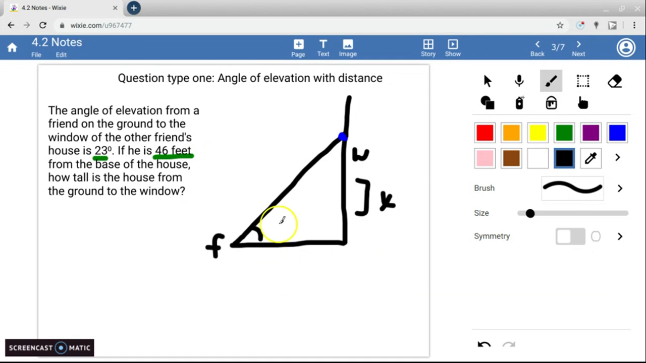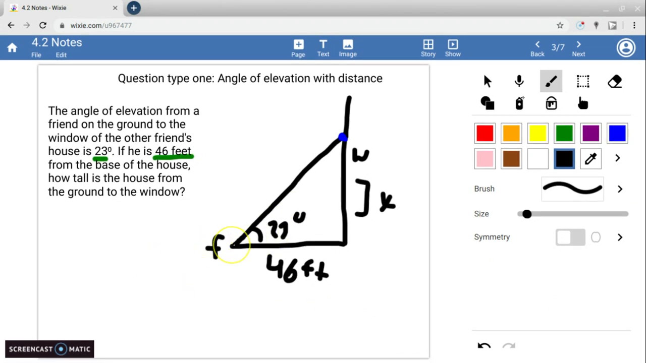So, I have to label some things. This is 23 degrees. That's what it said. And if he or she is 46 feet from the house, that would be this bottom side. So now we know that we can just solve like any normal problem. What we can do is see, from this angle, what each side is. The line of sight is always going to be the hypotenuse, because it's the one that's not straight.